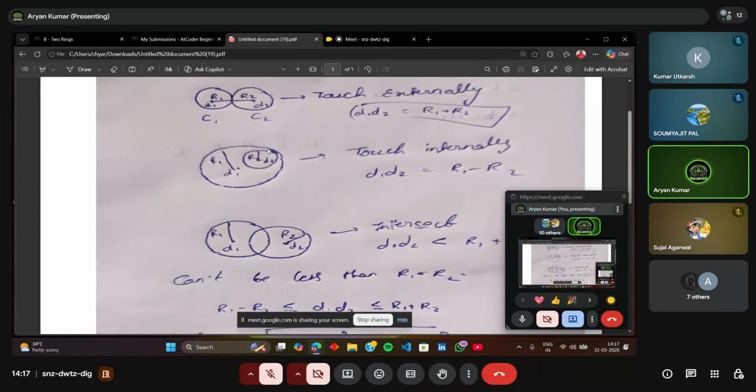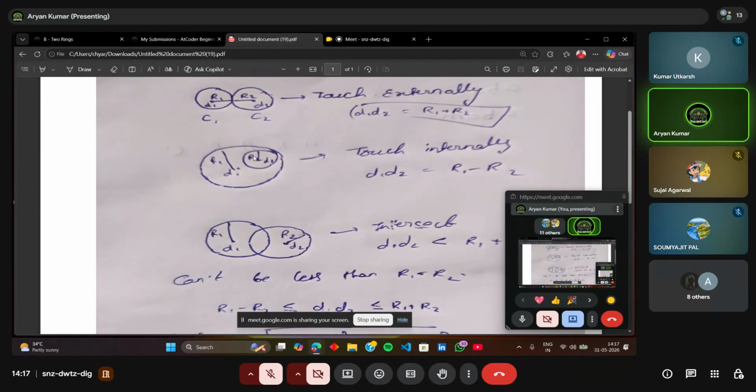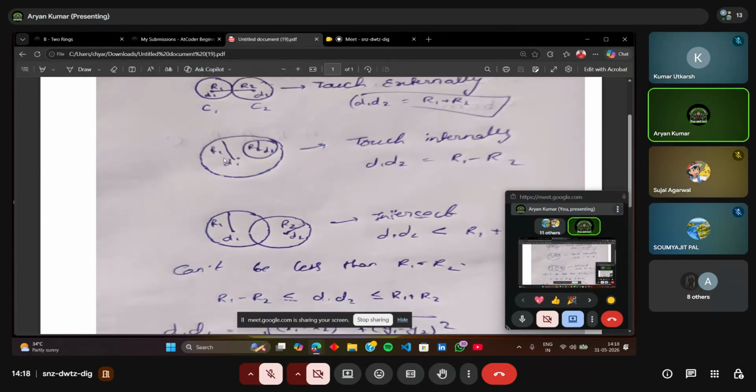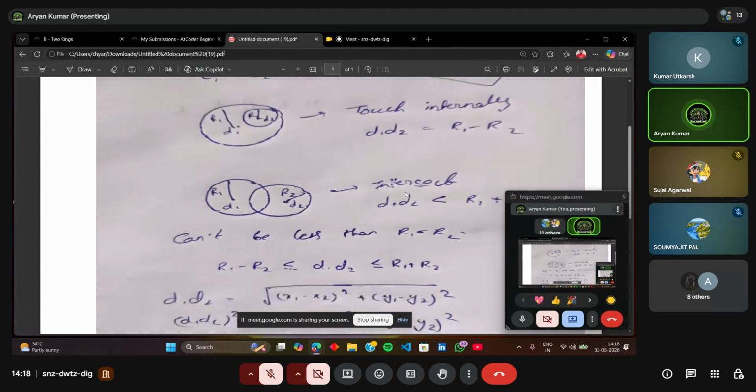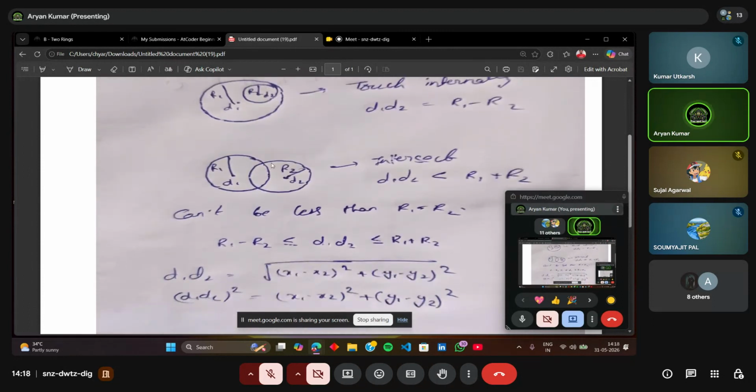The other one is a similar condition. Here, both circles touch internally, that is, there is one circle and inside it there is another circle. In this case also, both are touching each other, so there is exactly one common point. And what is the condition for this? The distance between their centers is the difference of their radii. And the third case is that both circles can intersect. If they intersect, they will have two common points, and that also satisfies our condition that there should be at least one common point.